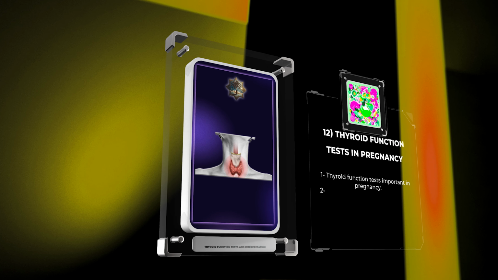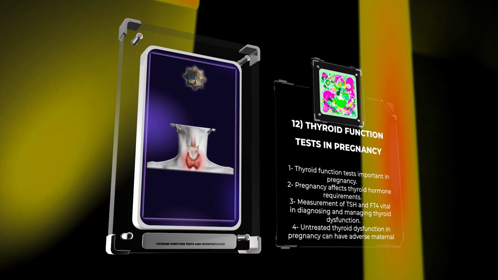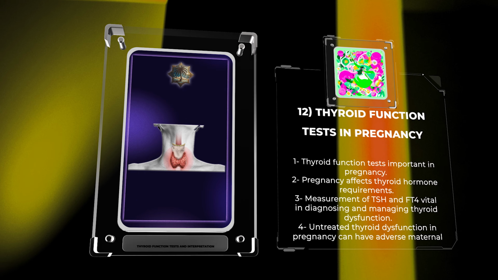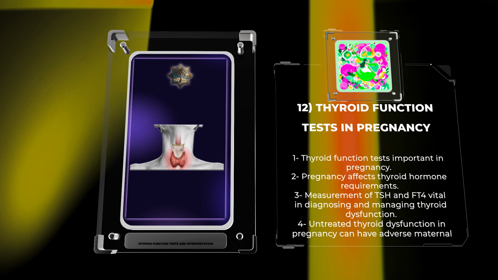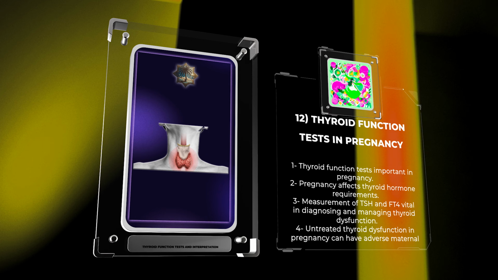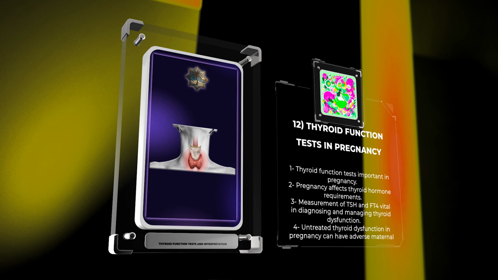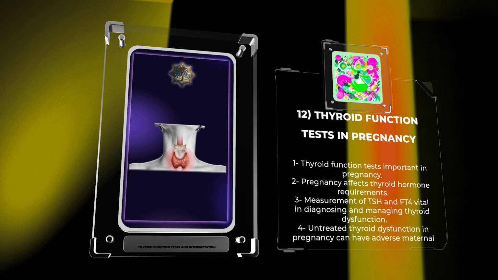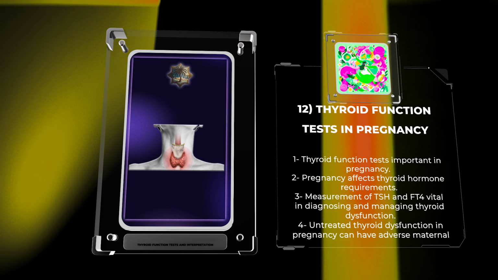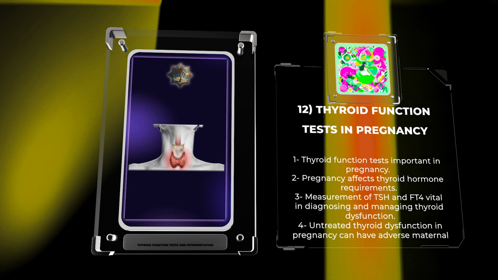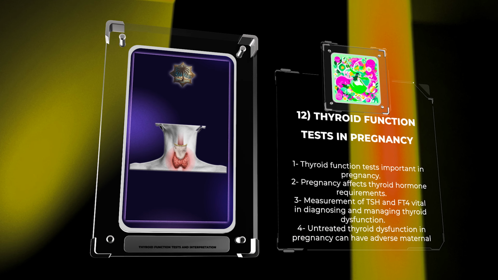Thyroid function tests play a crucial role in assessing thyroid health during pregnancy. Pregnancy involves significant changes in thyroid hormone requirements, largely influenced by the production of human chorionic gonadotropin, HCG, by the placenta. Measurement of thyroid-stimulating hormone, TSH, and free thyroxine, FT4, levels is vital in diagnosing and managing thyroid dysfunction during pregnancy, especially subclinical hypothyroidism. Untreated thyroid dysfunction in pregnancy can lead to adverse maternal and fetal outcomes, including increased risk of miscarriage, preterm birth, preeclampsia, and neurodevelopmental impairments in the offspring.